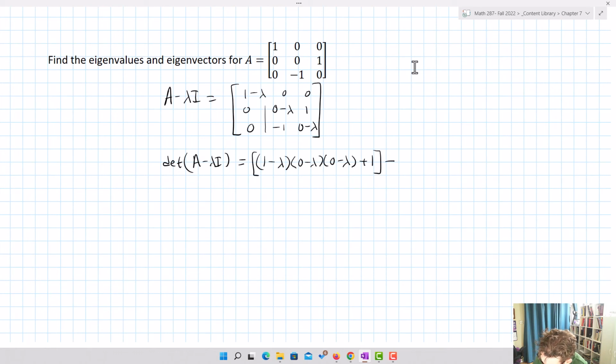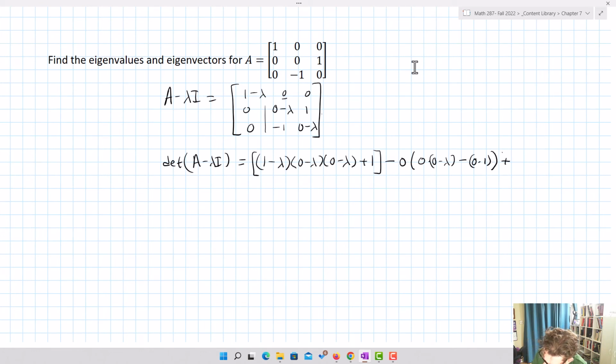And then this is going to be minus 0, and you'll notice that both of these end up being zeros. So just as a reminder, it'll be 0 times 0 minus lambda, minus, and then this is 0 times 1, so that's just still 0.